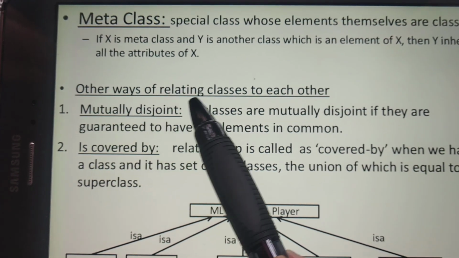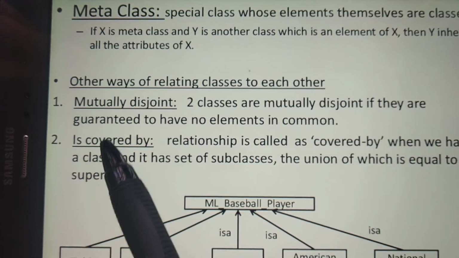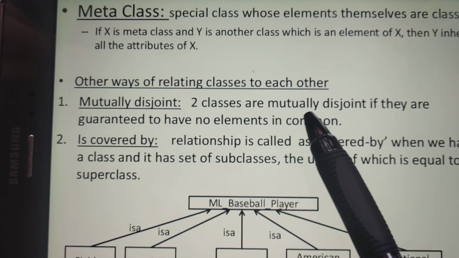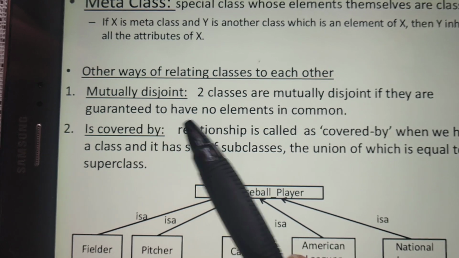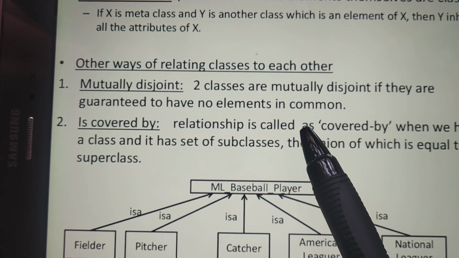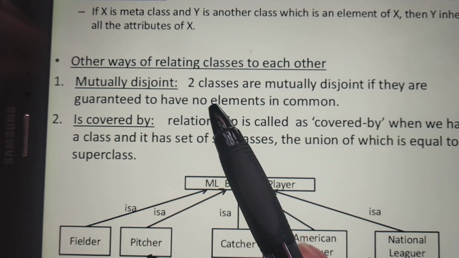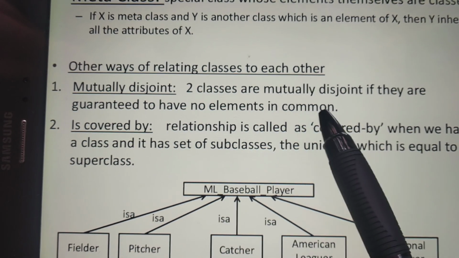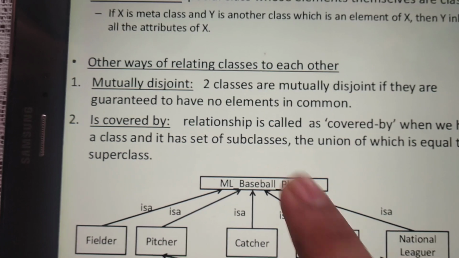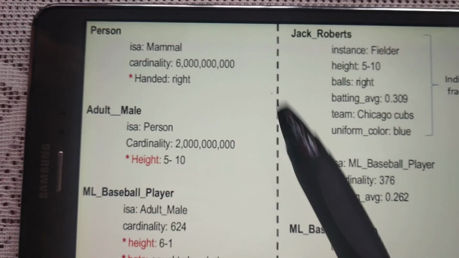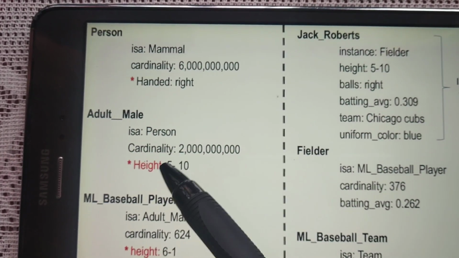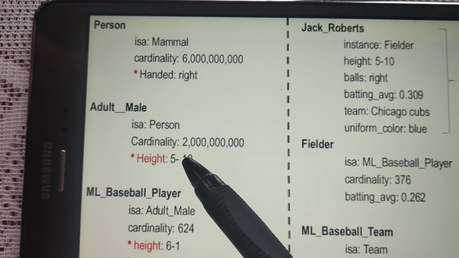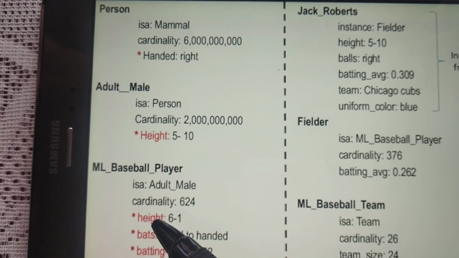Now, other ways of relating classes to each other: there is something called mutually disjoint. Two classes are mutually disjoint if they are guaranteed to have no elements in common. In our previous example, person and adult male are not mutually disjoint. Why? Because they have some elements in common, right?